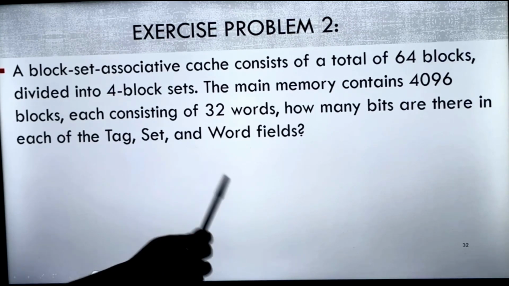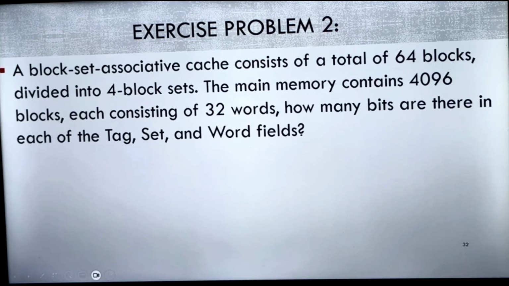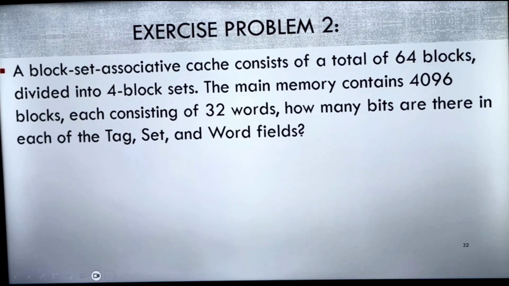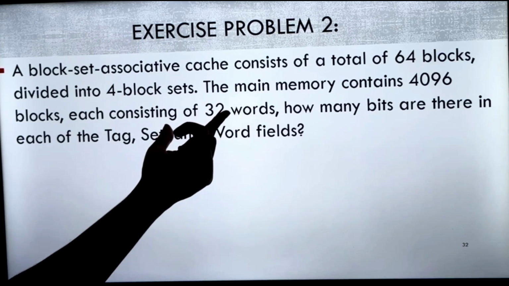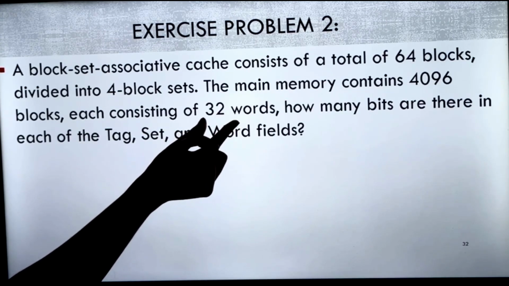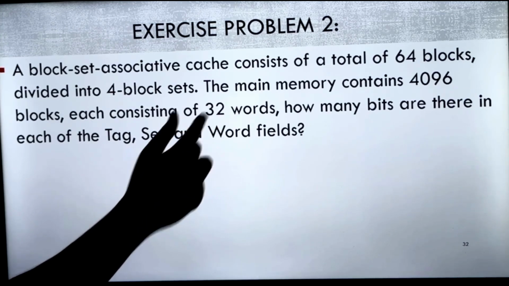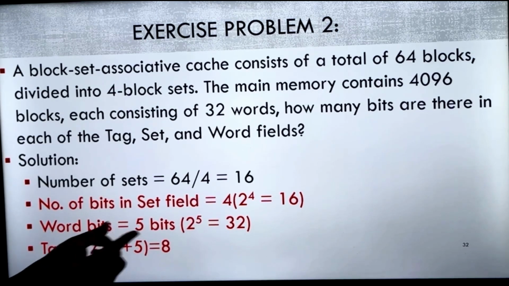So out of 17, now you have to divide it into 3 parts: word, set and tag. Now tell me how many bits will be necessary for sets and how many bits will be necessary for words. Now what it says: each block contains 32 different words. It's already mentioned. Whether it's main memory or cache, we know the block size is exactly the same. So to get any one word out of these 32, how many bits do I need? 5. So we have already determined 5 bits for word.